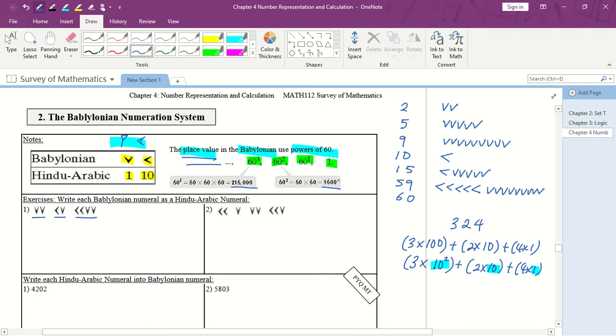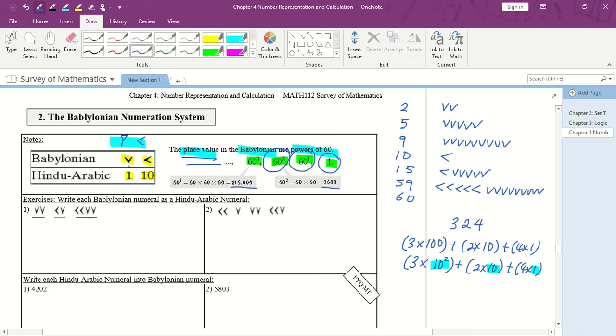So if the number is less than 60, we'll be doing only one place value. When the number is 60, we use the second place. When it is more than 60, we'll be using 60 squared. This means we'll have three place values. Okay, no need to panic, let's look at the questions together.